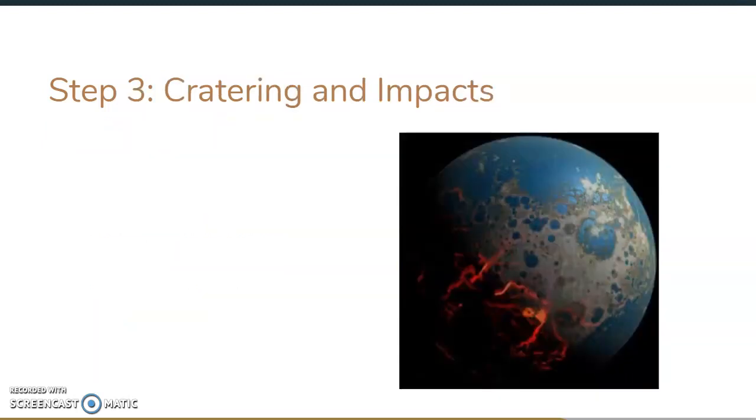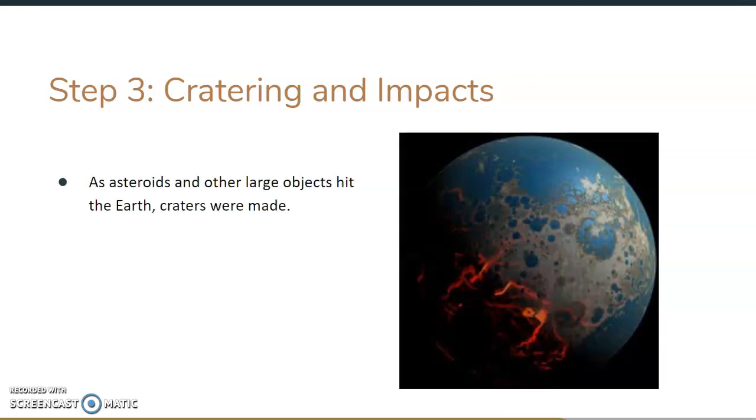Step 3 is cratering and impacts. As asteroids and other objects hit the Earth, craters were made. We already have our pretty distinguished Earth at this point, a pretty solid ball of rock. But there's still a lot of things flying around in space, and a lot of craters are being made. As these craters were created, some cracks in the crust happened, which would start our next step.